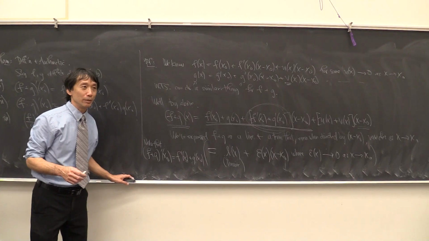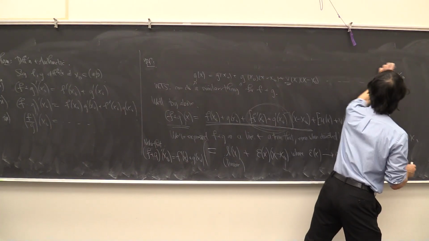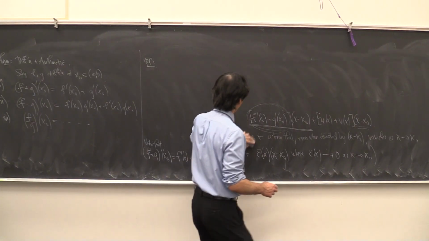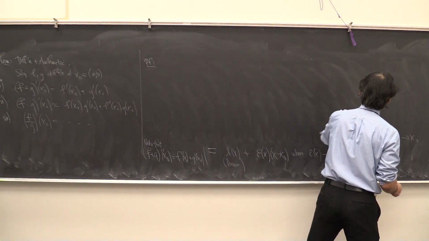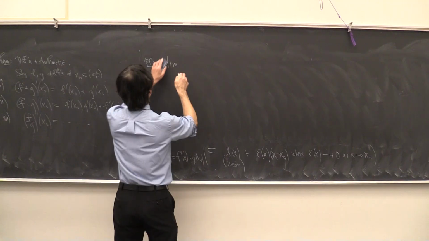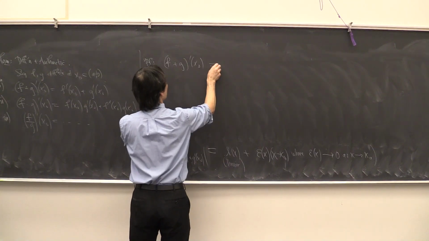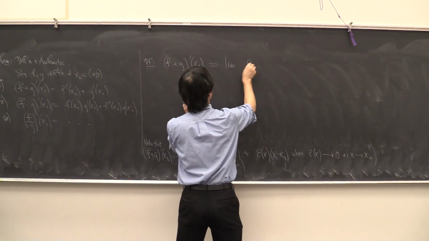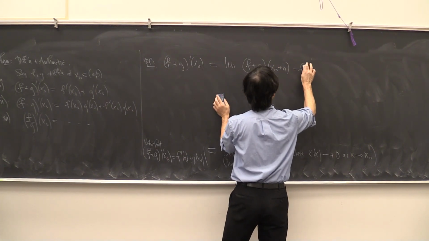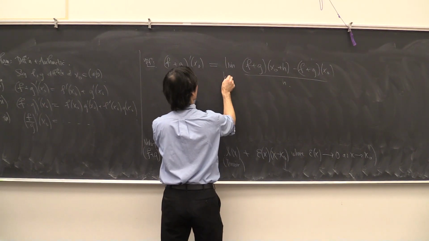Do you want me to do it in the other way? I can do it in the non-line-like way, the more algebraic trickery way. You would say, well, f plus g prime at x naught is defined as the limit of f plus g at x naught plus h minus f plus g at x naught over h as h approaches 0.